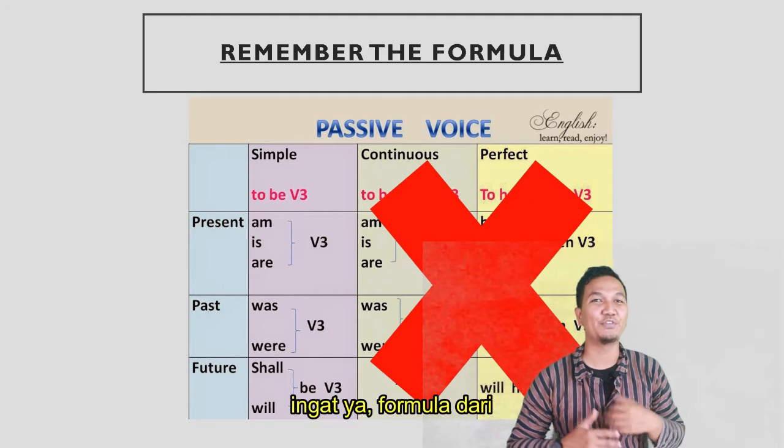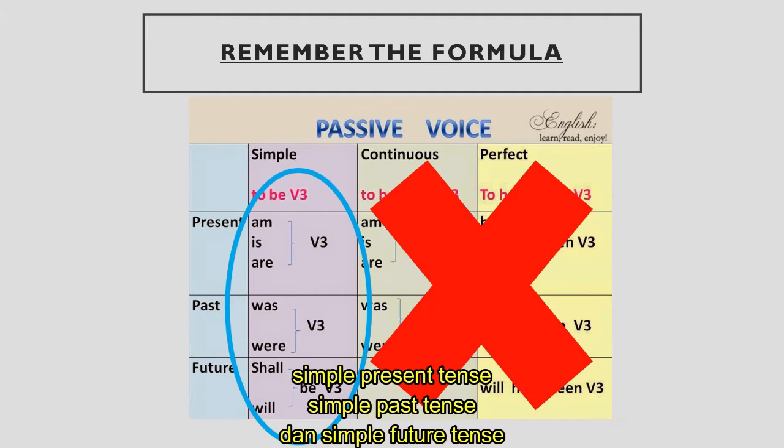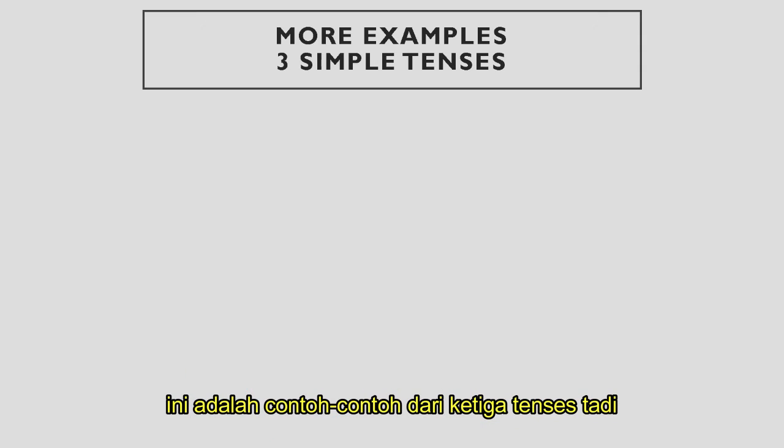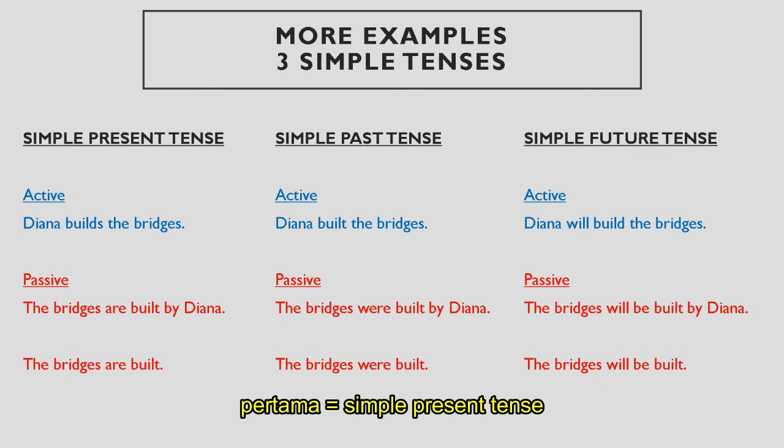Remember guys, the formula of present tense, past tense, and future tense. Here's more example of 3 simple tenses. The first, simple present tense, simple past tense, and simple future tense. Do you see the differences?